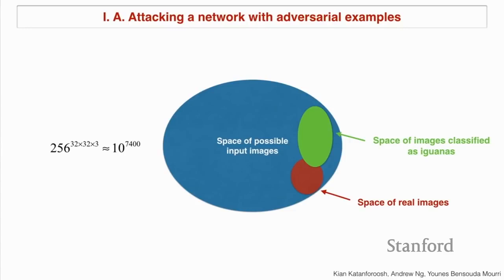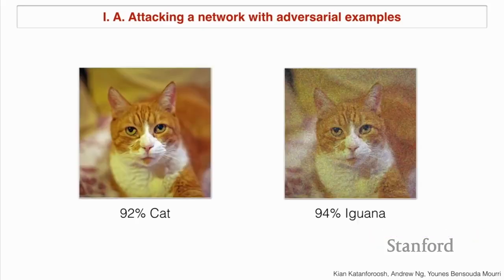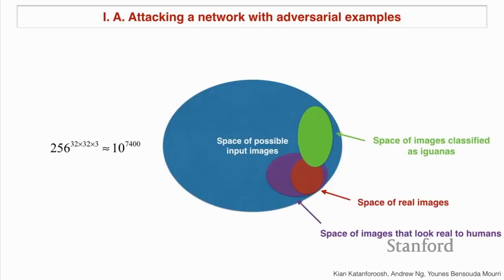Sounds good. Now, let's add something else to this draft. We add a third set, which is the space of images that look real to humans. That's interesting because the space of images that look real to humans is actually bigger than the space of real images. An example is this one. This is probably an image that looks real to a human, but it's not an image that we could see in daily life because of these slight pixel changes. So these are the space of dangerous adversarial examples. They look real to humans, but they're not actually real. They might be used to fool a model.